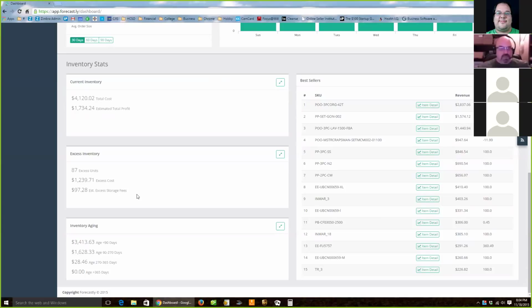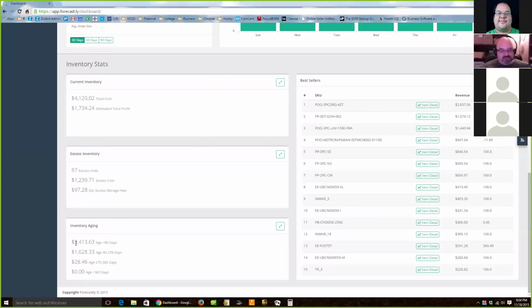In other words, you set how many days you would like your inventory to sell. And so this calculates, it says, okay, well, you've got 87 more units than you will need for your next 45 days. It costs you this much extra money, and then you're going to pay this much extra in storage fees as a result of that. So the $97 storage fees. It shows you your best sellers, and I'll pop this up in detail in a second and show you.